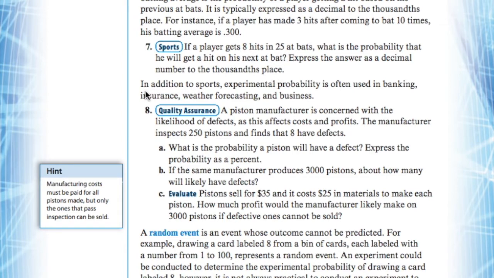In addition to sports, experimental probability is often used in banking, insurance, weather forecasting, and in business. Here we're going to look at an example in the business world. Quality assurance. It's the way in which a business goes about making sure that the products that they're making are high quality and that they're maximizing the ability to make money off of their manufacturing process. A piston manufacturer is concerned with the likelihood of defects as this affects costs and profits. The manufacturer inspects 250 pistons and finds that 8 of them have defects.